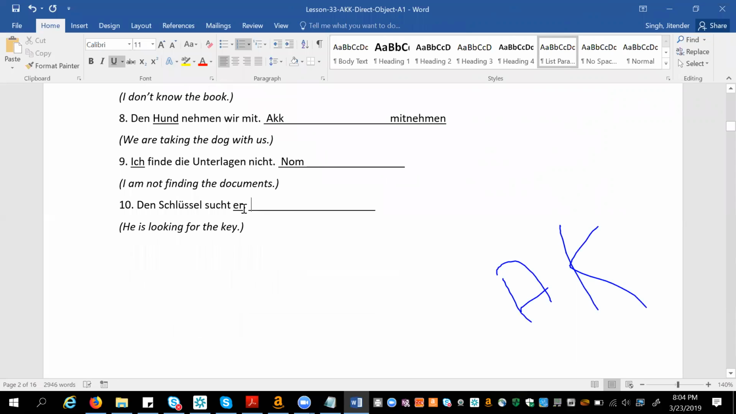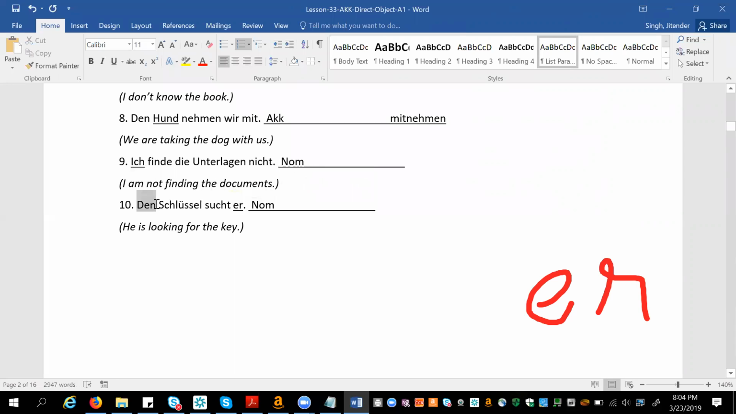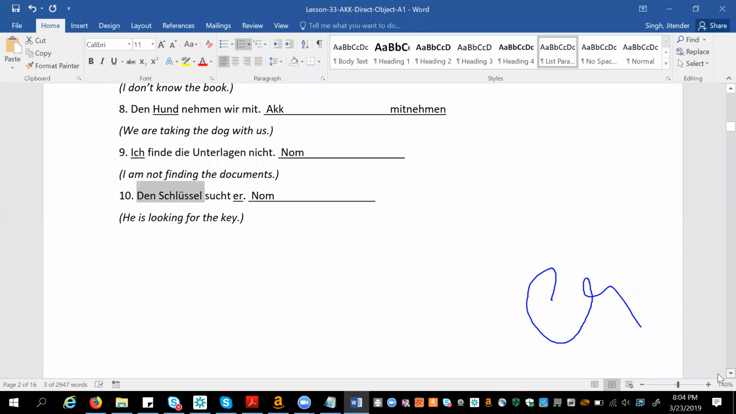Next, this one, guys. This is not an accusative. Den Schlüssel sucht er. He is looking for the key. This is the nominative subject. Er means he. And then see, den Schlüssel is giving you the hint. Only the accusative changes to den, masculine, right? So that is why we are writing den Schlüssel here. Er is nominative. Perfect.